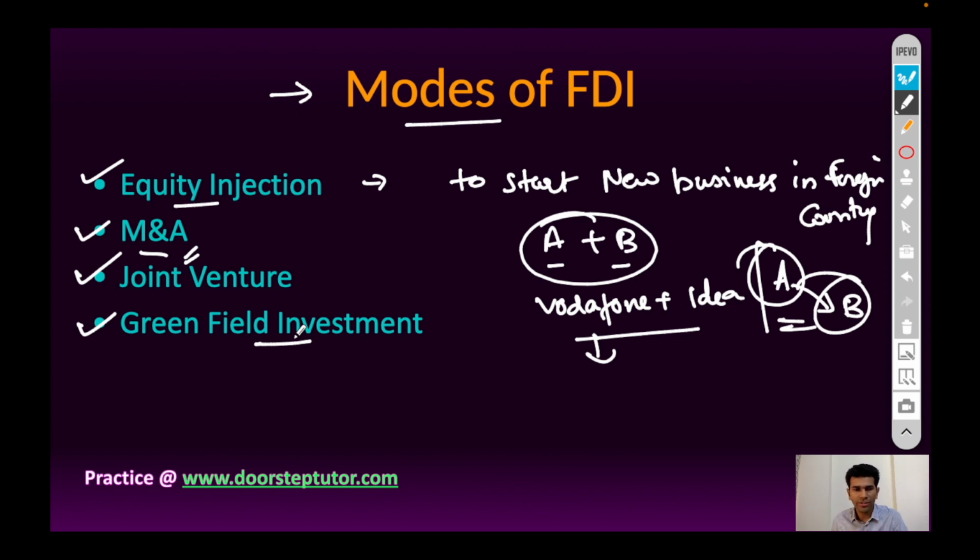And one more term is there, brownfield investment. When a foreign company purchases the existing facility of an Indian company or takes it on lease. So these are the modes of FDI: equity injection, merger and acquisition, joint venture, greenfield and brownfield investment.